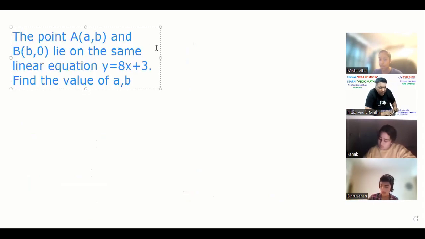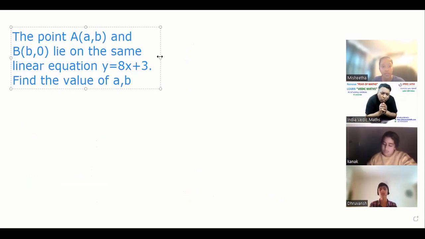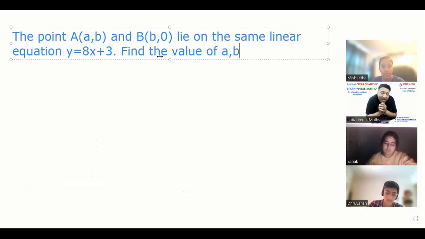Okay. Let me copy his question first. It's a very good question, advanced geometry for higher classes. I'll explain the concept of a linear equation. Very good question, very easy, very good, Dhruv. The point is, when point A and point B lie on the same linear equation. First I'll explain the concept, Dhruv, and then I'll tell you how to solve it.